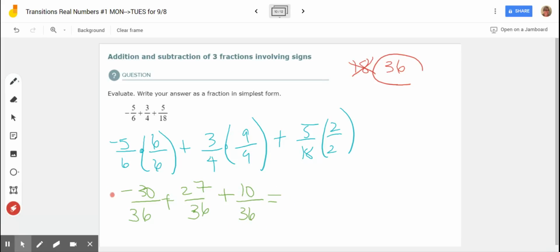Now you're going to combine all the top numbers. Now we're adding fractions, you guys. Adding fractions means all the denominators need to be the same, and they are. So here we go. Just add your numerators. That's negative 30 plus 27. The negative is a larger number, so you subtract and keep the sign of the larger number. That's negative 3, plus 10 is 7 over 36.